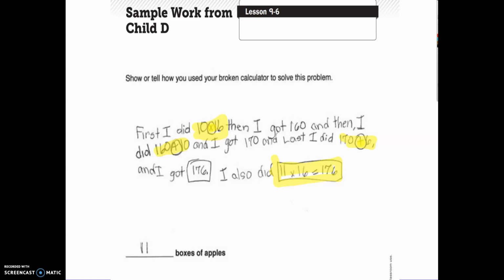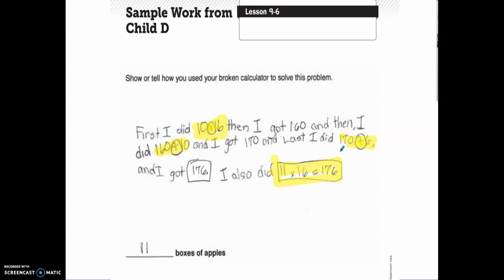Did the child leave anything out of this answer? Well, I can see how this child might have been thinking about 10 boxes when he did 10 times 16. But is he really saying what the 10 is for? No, he's not saying it's 10 boxes. He just said 10. So a way he could improve is: first I did 10 times 16 to show 10 boxes of 16 apples. So it's really important that you use all your words.